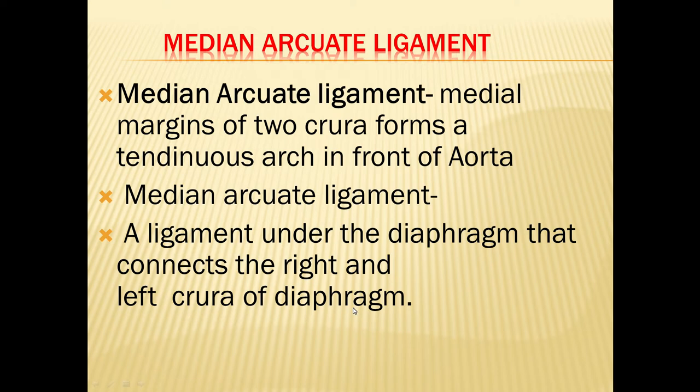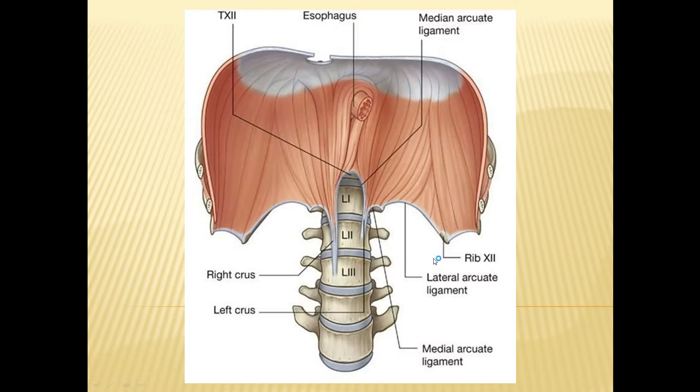Now we have studied two ligaments, medial and lateral, but there is one more ligament, known as the median arcuate ligament. What happens? The medial margins of the two crura form a tendinous arch in front of the aorta, and that is known as the median arcuate ligament. It is a ligament under the diaphragm that connects the right and left crura of the diaphragm. Let's see the diagram, it will be clearer to you.